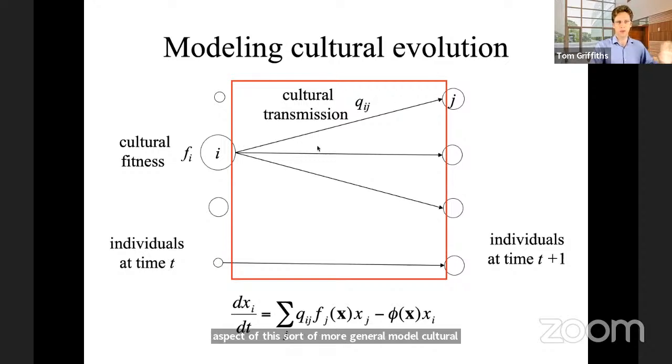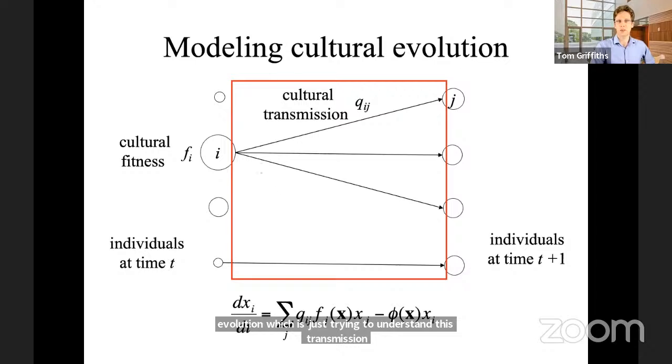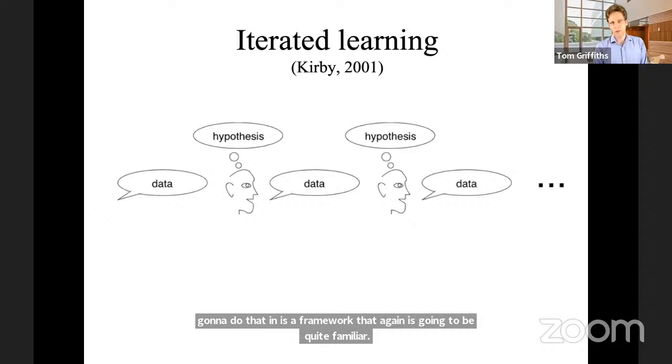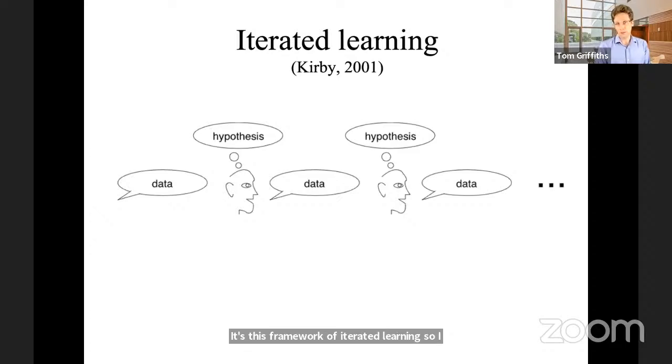So ignoring cultural fitness completely, and just trying to understand how the transmission process itself changes as a consequence of the inductive biases of learners. And the framework I'm going to do that in is a framework that, again, is going to be quite familiar. It's this framework of iterated learning. So I really started thinking about all of these issues as a consequence of reading some of the papers that Simon Kirby had written about how the process of learners learning from other learners changes the structure of the languages that those learners are transmitting.